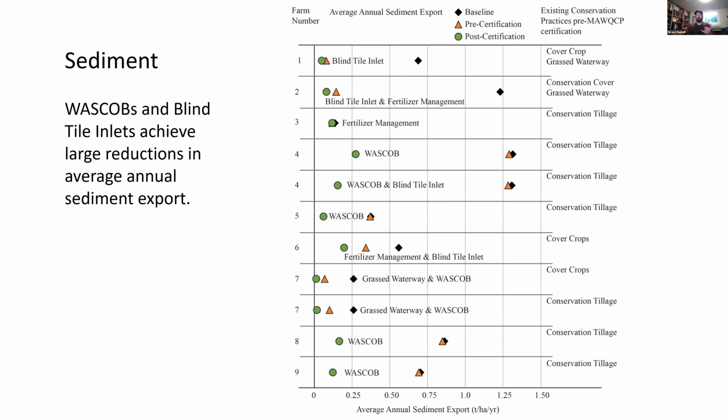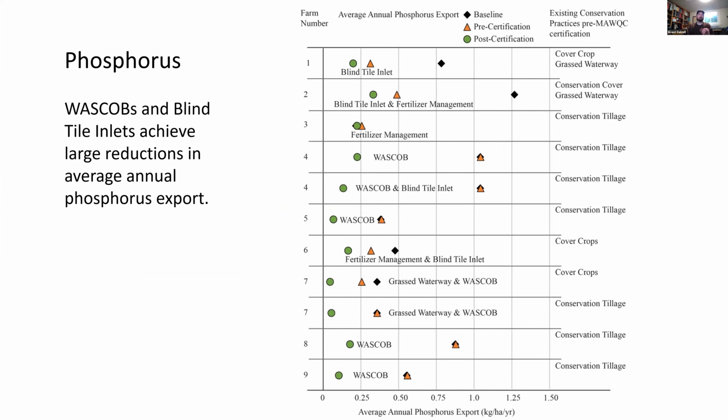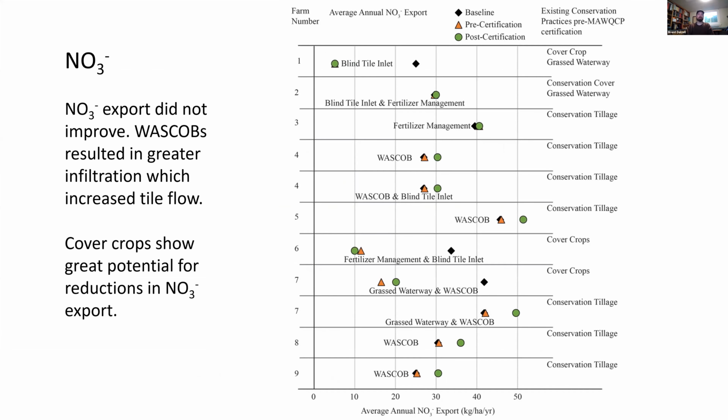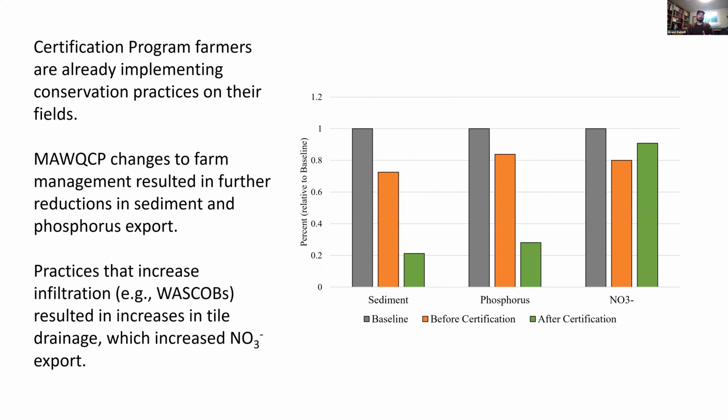So there's a lot of information on a farm-by-farm basis here for sediment and phosphorus and nitrogen. And I'm just showing you those data here, but go back and watch the pre-recorded talk. I'll just give the broad overview here, which is that in general, certification program farmers are already implementing conservation practices on their farms or on their fields. And that's shown here by the difference between that gray bar and that orange bar. So they're already practicing good practices. As a result of the certification program in the Cottonwood, there were further reductions in sediment and phosphorus export.